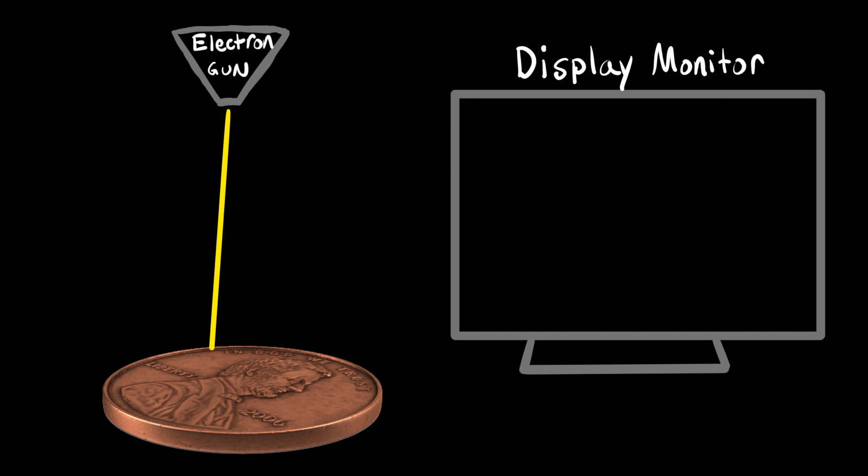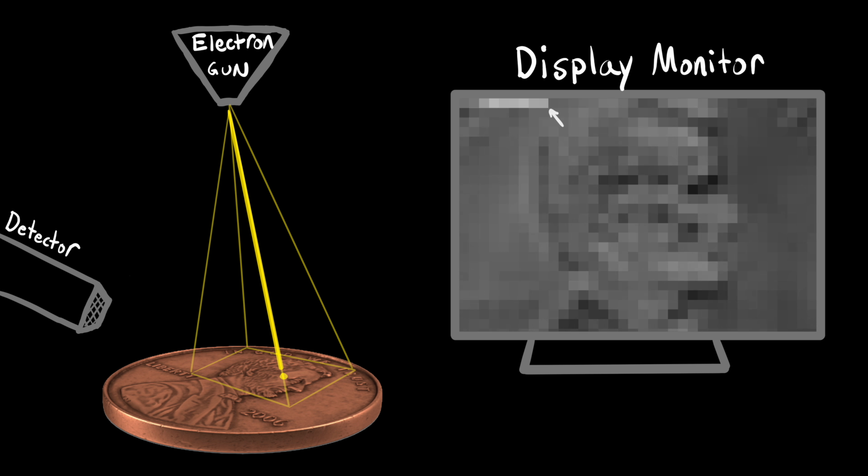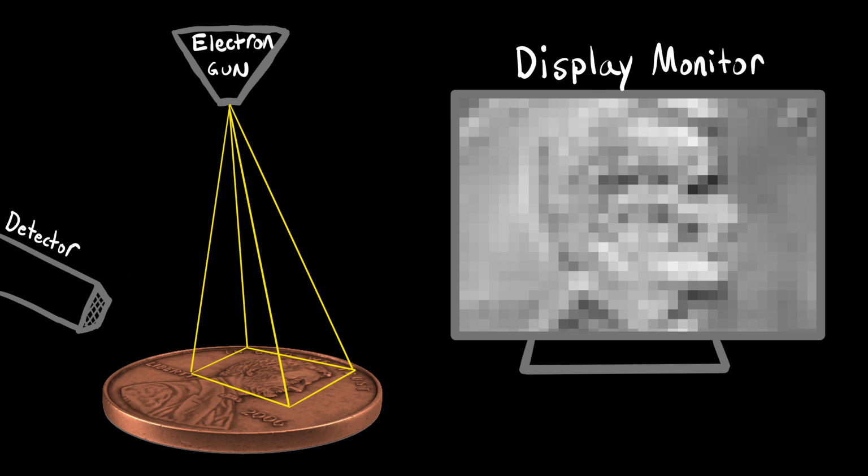We start by creating a very narrow beam of electrons. This beam strikes a very small spot on the surface of an object to be inspected. This causes the surface to emit electrons itself. A detector counts the number of emitted electrons, and that number determines the brightness of a single pixel on the screen. Then, the microscope moves the beam to the next spot to create the next pixel, then the next, and so on until the beam has covered the entire area to be inspected.